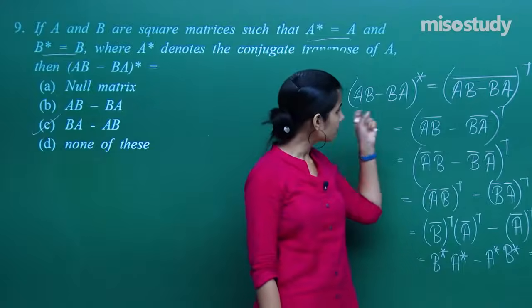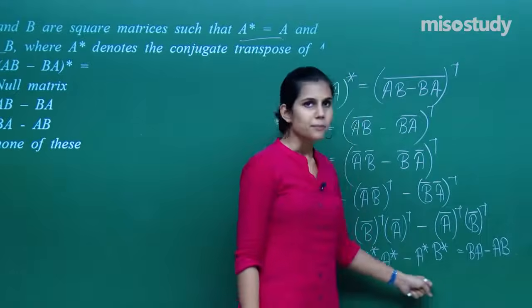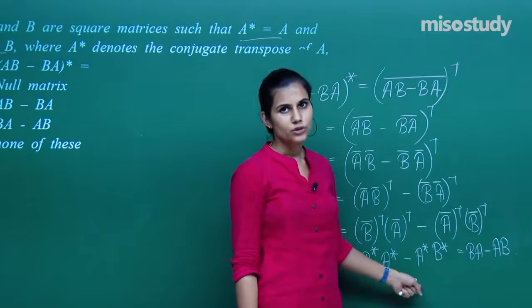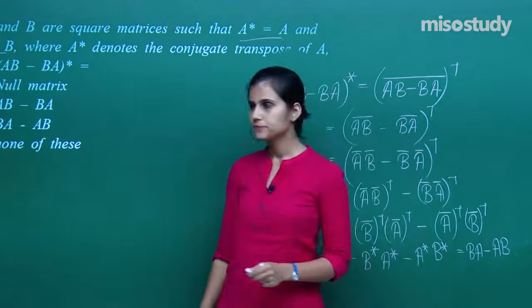Fine, so I've used all the properties of transpose and conjugate and the very condition that A and B have their tranjugates equal to themselves. That is being used to actually get this answer.